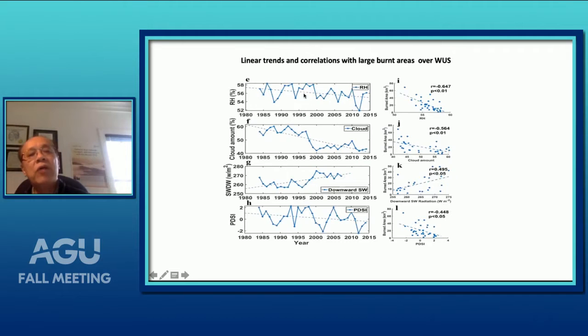And then if you look at the correlation between the relative humidity, the cloud amount, the shortwave downward radiation, and the PDSI, which measures dryness, you can see a high correlation of all of these over the western US. If you do the same for Alaska and other regions, you just don't see the high correlation. So the western US has experienced a drying, a reduction in cloudiness, an increase in shortwave downward radiation, and increasing dryness. Okay, so that's the last 30 years.